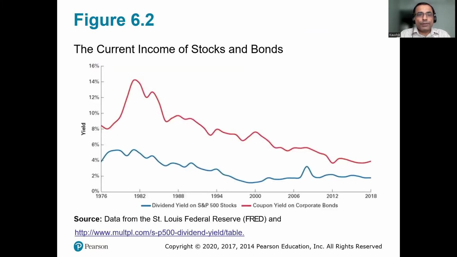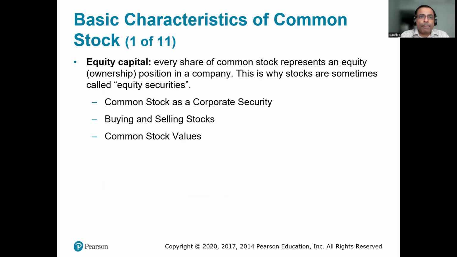So if you look at this graph, the red line is for the interest income from corporate bonds, whereas the blue line is the dividend income from stocks. So we see that stocks on average provide less income on a regular basis.